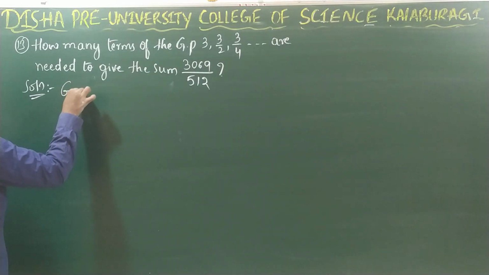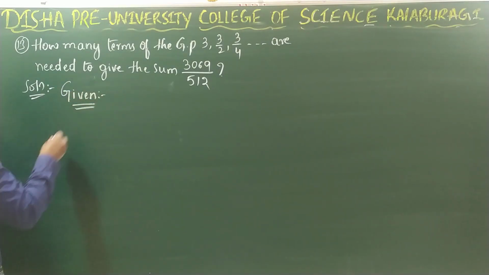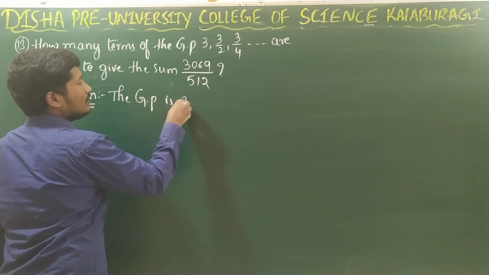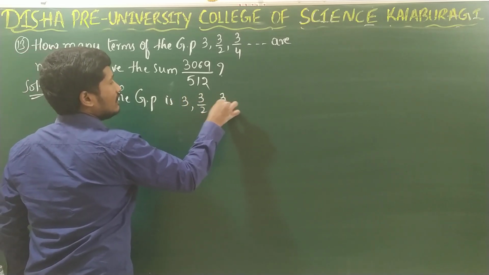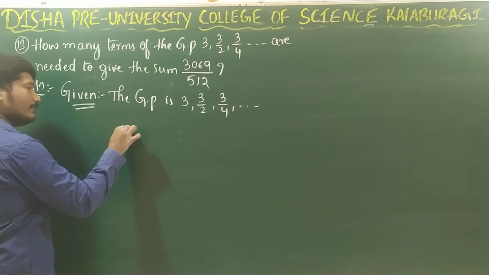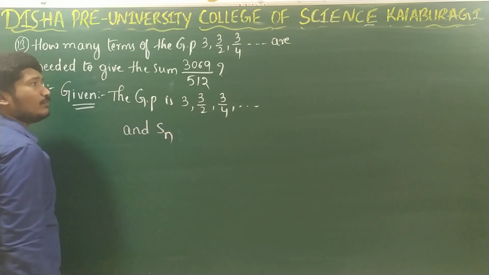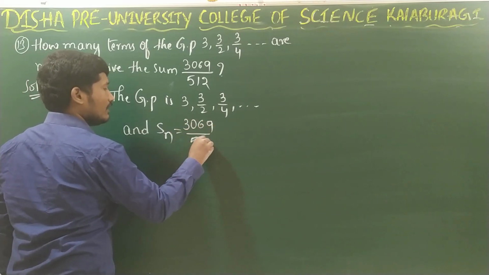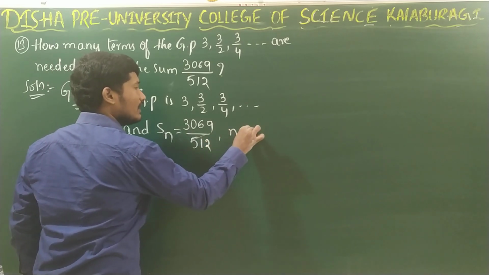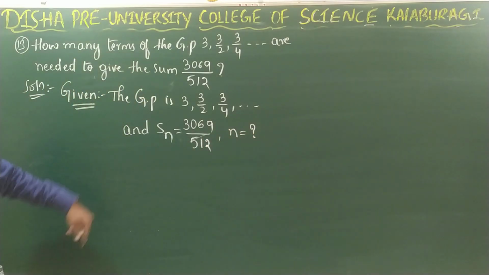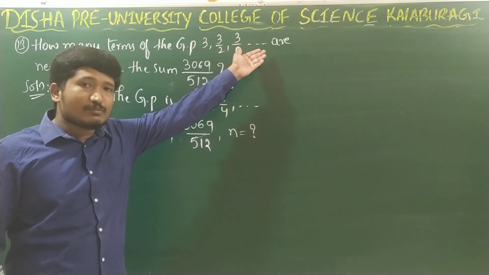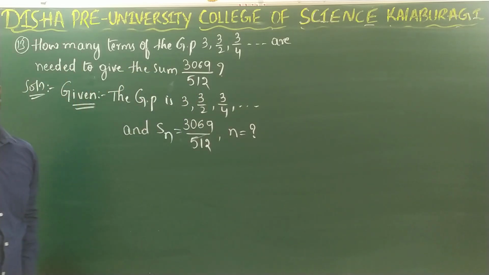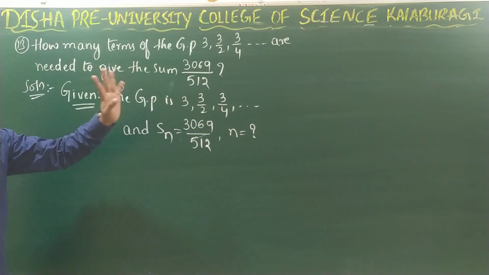So first let us write the given terms. What is given for us? The geometric progression is given. The GP is 3, 3 by 2, 3 by 4, and so on. And we are also given the sum to n terms, that is 3069 divided by 512. What we have to calculate is the value for n. That is, we have to see how many terms of the GP are required, so that when you add them, the answer must be this one. Right? So let us calculate the value for n.